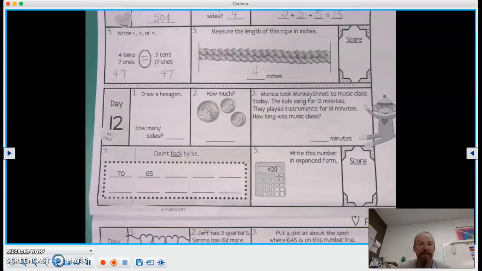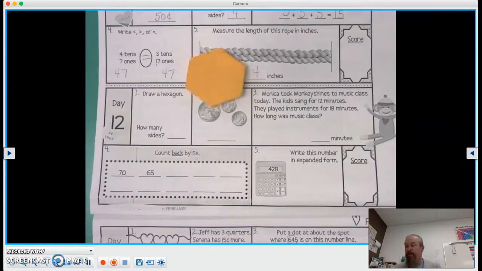Here we are, day 12 of our February daily math. Number 1 says draw a hexagon, and then it says how many sides. So, I like saying this, and I do it a lot: we're going to go back to kindergarten, okay? Back to kindergarten means we get to play with blocks again. Remember how cool that was? One of my favorite things, always playing with those blocks, okay?